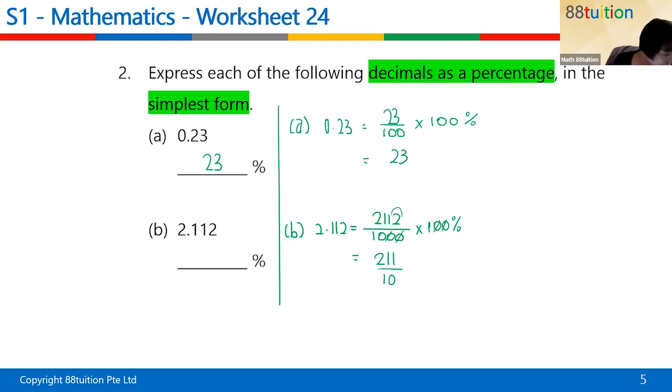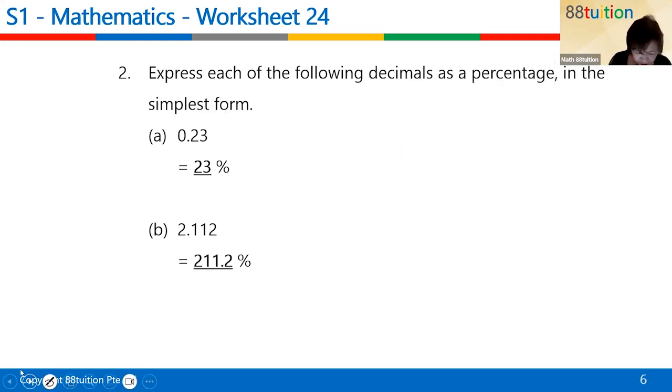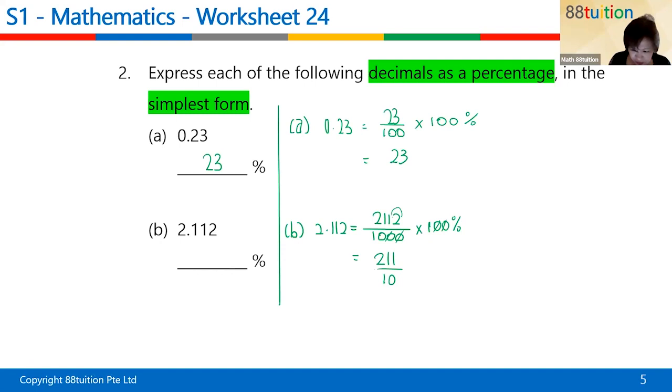Oh, so now they wanted the simplest form. So you can't do this yet, okay? Because for simplest form, what you need to do is to have a fraction as a percentage in the simplest form. Okay, so this one, they don't want decimals, definitely. So you have 2,112 divided by 10 first, okay? And this one must come in percentage.